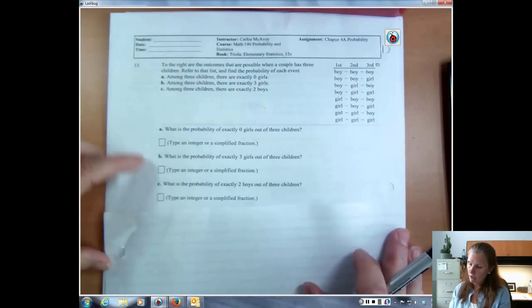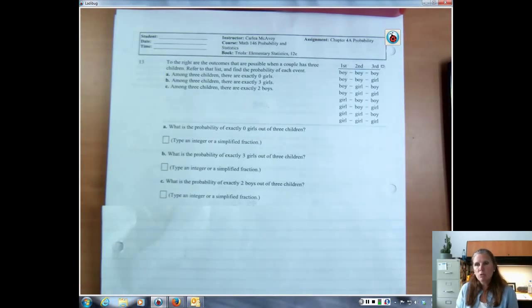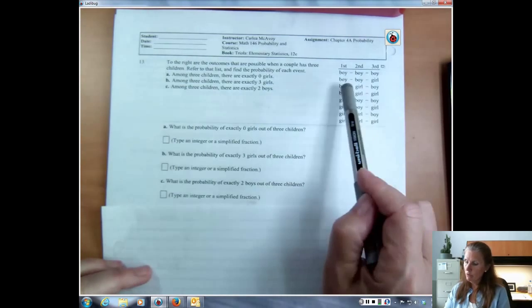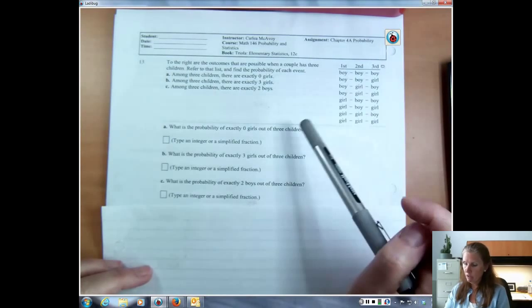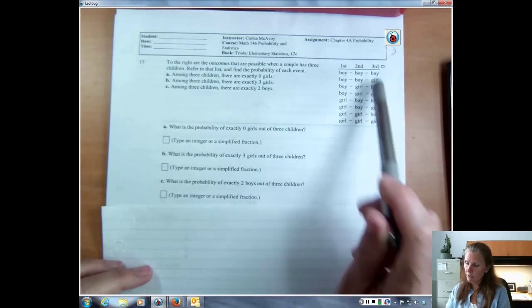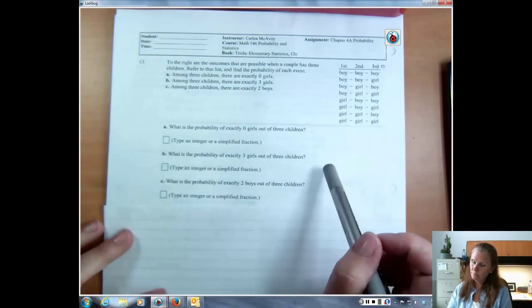You'll have fun reading those 4 choices. Okay. To the right are the outcomes that are possible when a couple has 3 children. They could have a boy first, followed by 2 more boys. They could have a boy, boy, girl, boy, girl, boy, and so on. If you have 3 kids in your family, you are one of these scenarios. That's the only thing you can have. Those are all the outcomes, right? You can have 3 girls, 3 boys, or combinations of each.